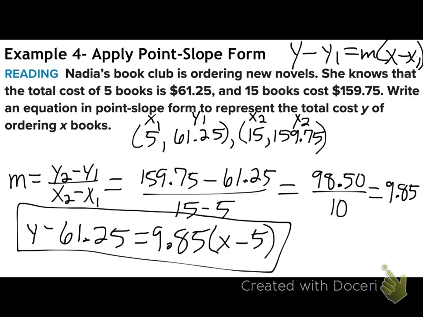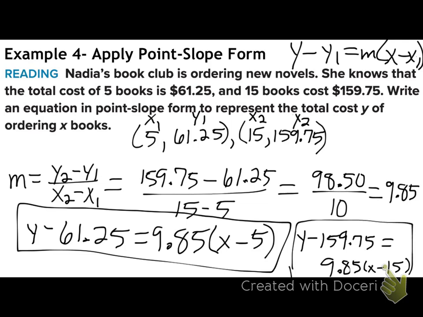Now, if I'm using the second ordered pair, I'll just do this real quick. y minus the y value from the ordered pair, 159.75, equals my slope, 9.85, times x minus the x value, which is 15. Once again, there's no double signs or anything like that, so this is a possible answer choice as well. Once again, you do not have to get both of them. You just got to get one or the other. Okay?